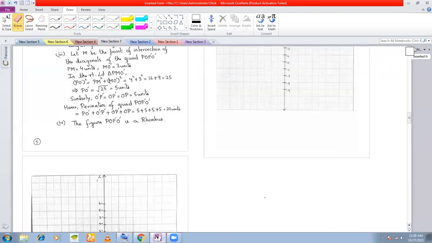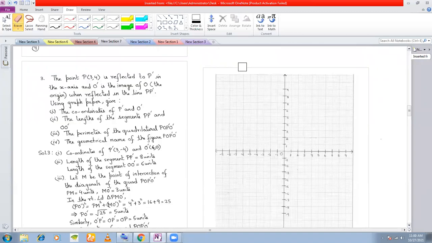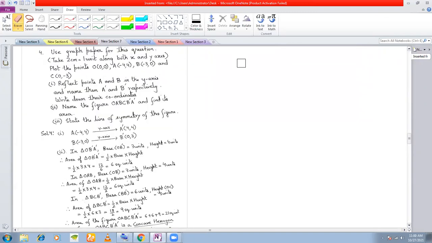After reading the question, we need to first decide on the scale, and then we'll attempt the question. This question, number 4. Use graph paper for this question. Okay, we don't need to decide. They have already given you the scale. That's all the more better. Take 2 centimeter is equal to 1 unit along both x and y axis. Plot the points O, A, B, C. The 4 points are given.